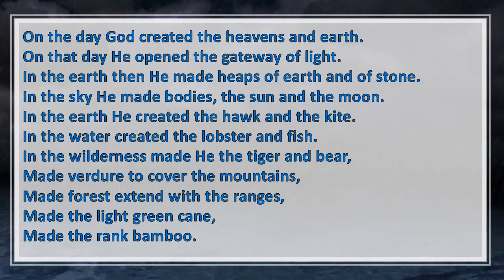On the day God created the heavens and the earth, on that day he opened the gateway of light. In the earth then he made heaps of earth and of stone. In the sky he made bodies, the sun and the moon. In the earth he created the hawk and the kite. In the water created the lobster and fish. In the wilderness made he the tiger and the bear. Made verdure to cover the mountains. Made forest extend with the ranges. Made the light cane green. Made the rank bamboo.